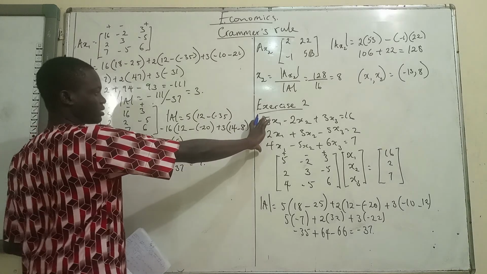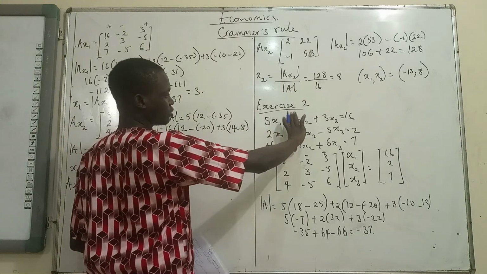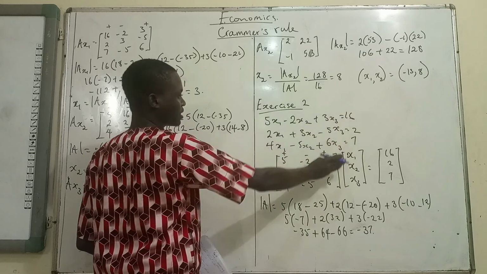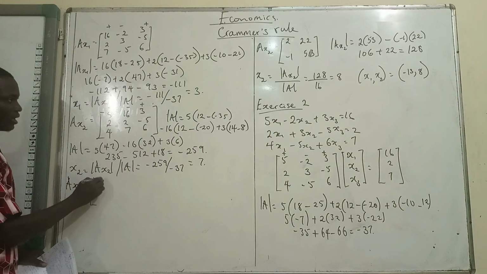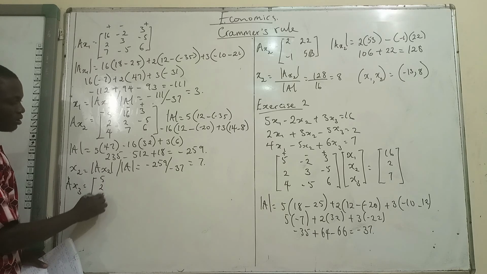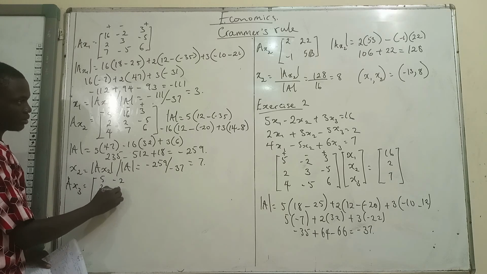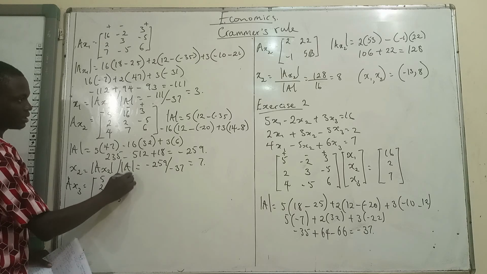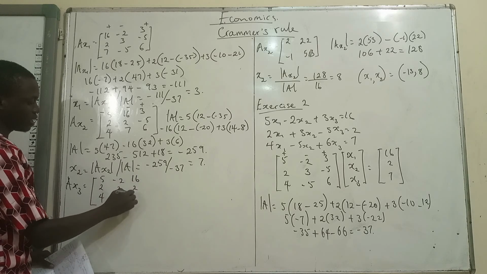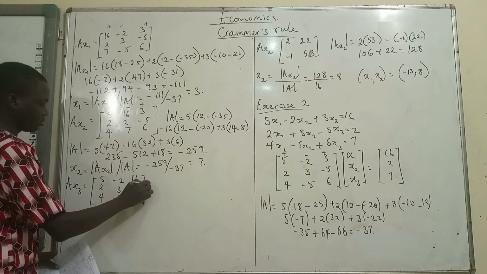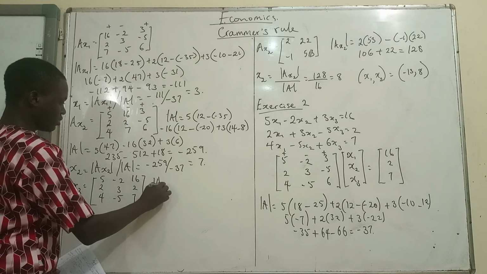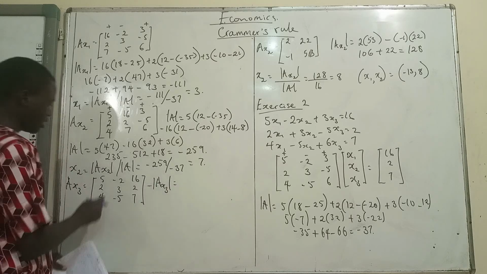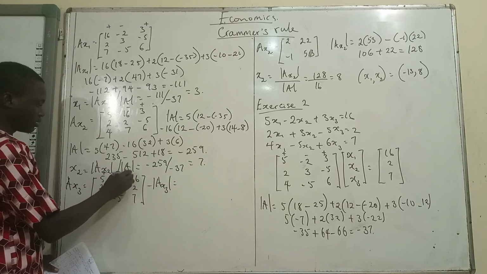So we have this there, in the new matrix this will be there, but this won't be there. The coefficient of x3 would be replaced by the constant terms. So you have 5, 2, 4, minus 2, 3, minus 5, then 16, 2, and 7. Alright, so the determinant of AX3 is going to be, okay, this plus, this minus, and then this plus.